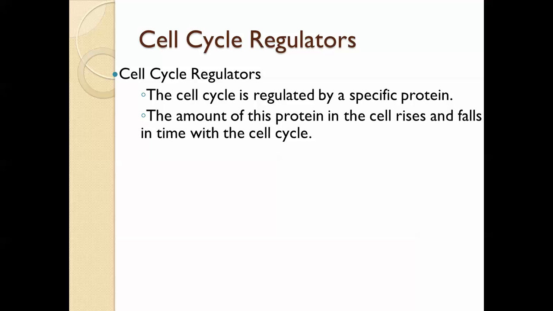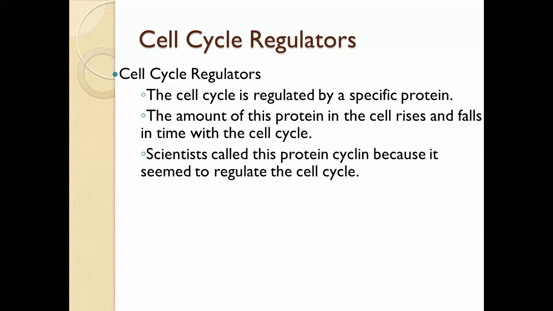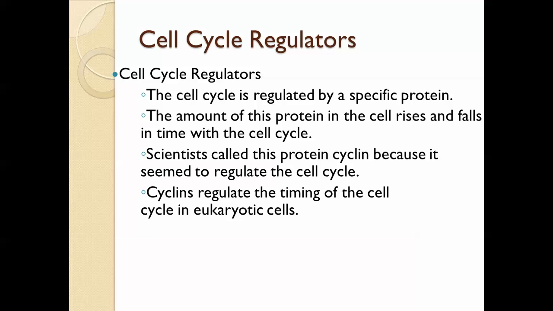Scientists have looked at cells in different stages of the cell cycle, and they have determined that this protein is present in different amounts when the cell is in different stages. They called this protein cyclin because it seems to regulate the cell cycle. That's actually one of the times in science where a name is helpful to tell you what it does. So a cyclin is going to regulate the cell cycle. Again, this is just a definition of the cyclins: they regulate the timing of the cell cycle in eukaryotic cells. That's an important term to know.